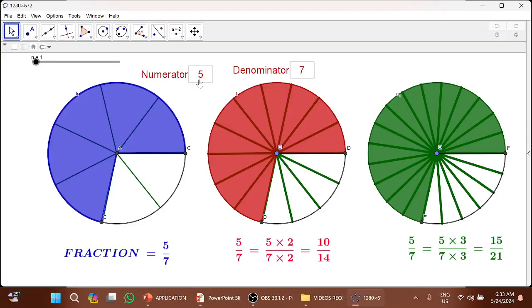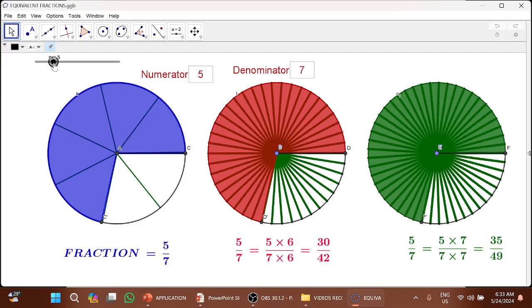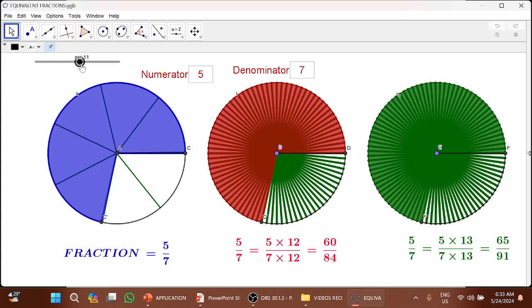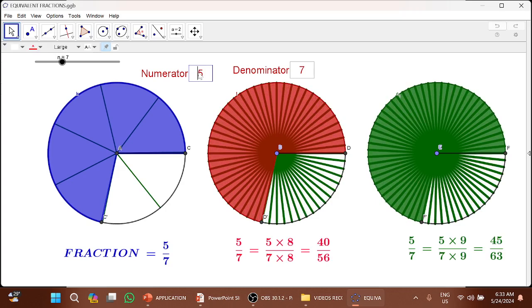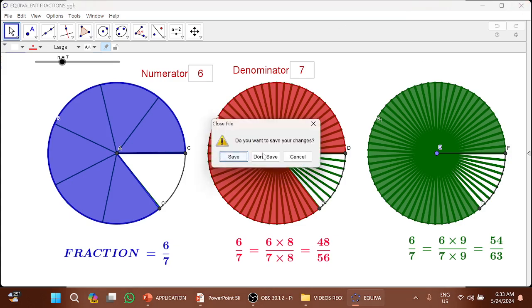Now I am going to show you a GeoGebra file where you can select your numerator. Now I have selected 5 by 7, and by removing it, you can show them the equivalent fractions for 5 by 7. Now I can change it into 6 by 7, and it automatically changes. So any fraction you can take and ask them to find the equivalent fractions. Two I have simply shown over here.